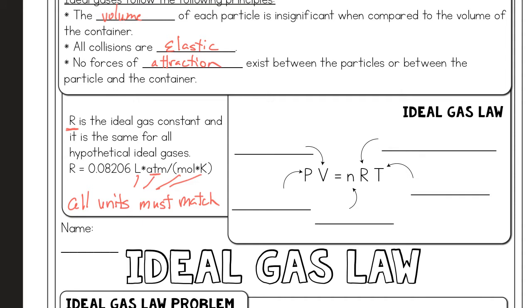So if you're using this particular constant and your volume is in milliliters, you're going to have to convert that to liters. If you're using this constant and you're given the grams of a certain gas, you're going to have to convert that to moles. And of course, whenever you're doing a gas law problem and you're given Celsius, you've got to convert that to Kelvin. So the same symbols that we've been using all along: V stands for volume, P stands for pressure, N is the number of moles or number of particles, R is that constant, and T is temperature.